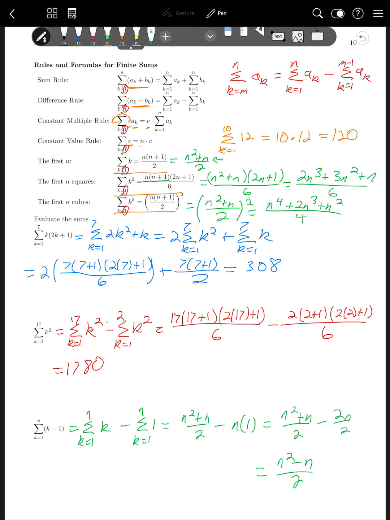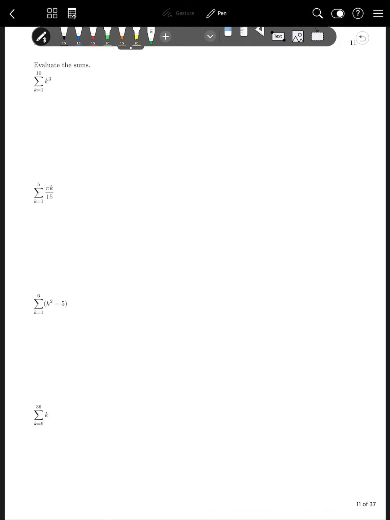Okay, so at this point, go ahead and flip over to the next page and hit pause and try doing these problems on your own. And then when you're ready, you can hit play again and we'll go through them together. Okay, so let's go ahead and go through these.